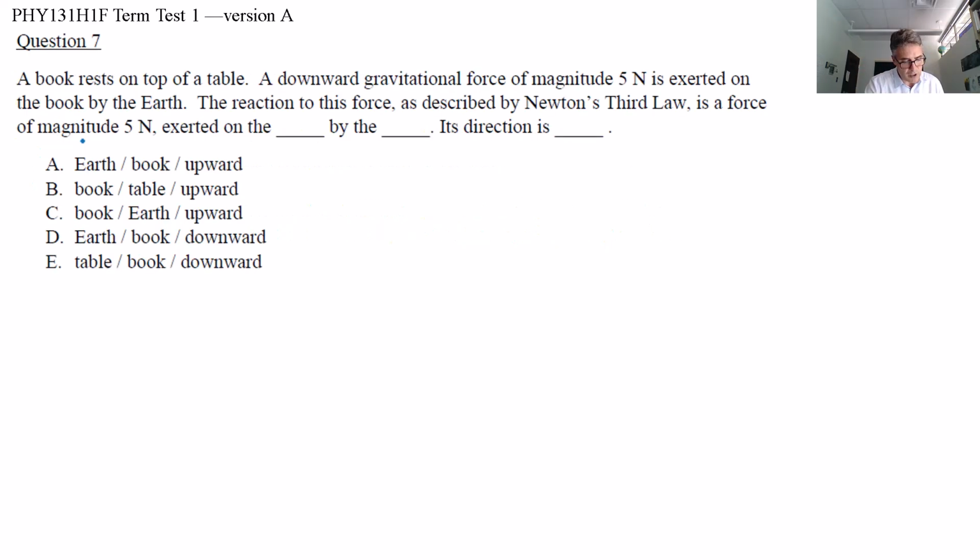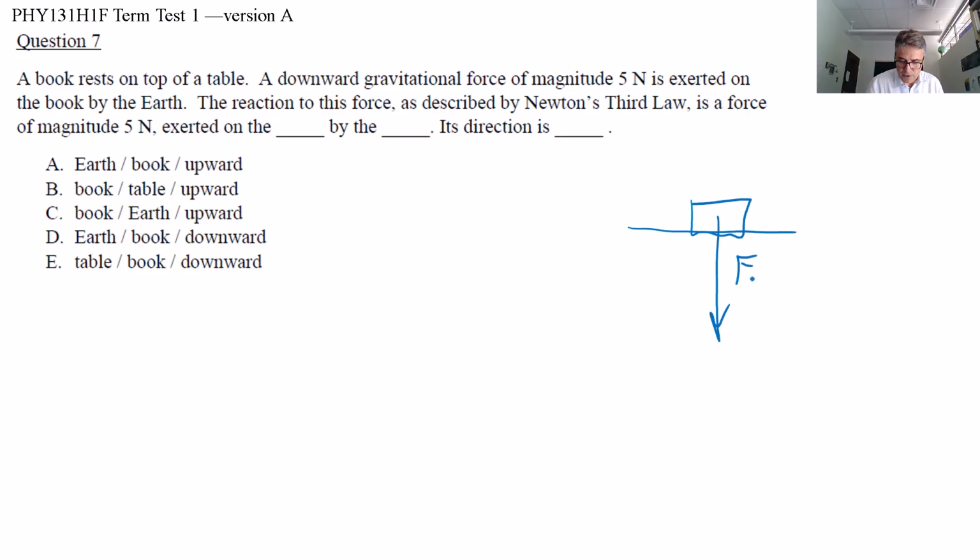A book rests on top of a table. A downward gravitational force of magnitude 5 newtons is exerted on the book by the earth. The reaction to this force, as described by Newton's third law, is a force of magnitude 5 newtons exerted on the... Okay, let's find the reaction force.